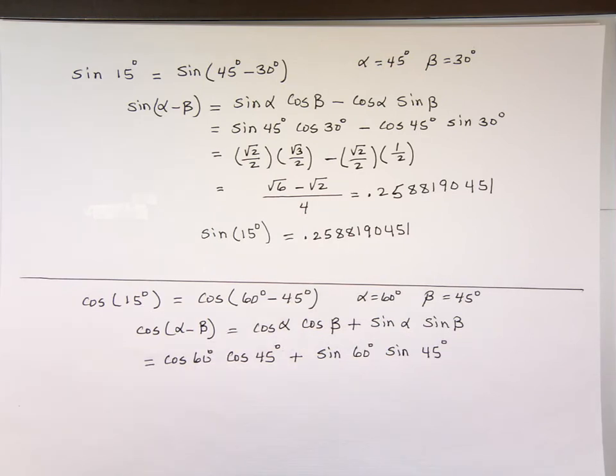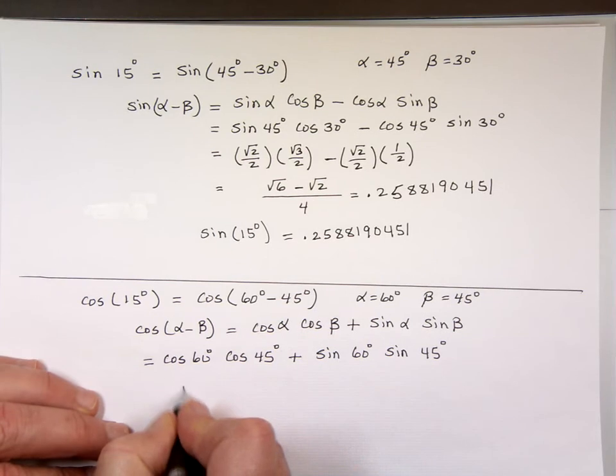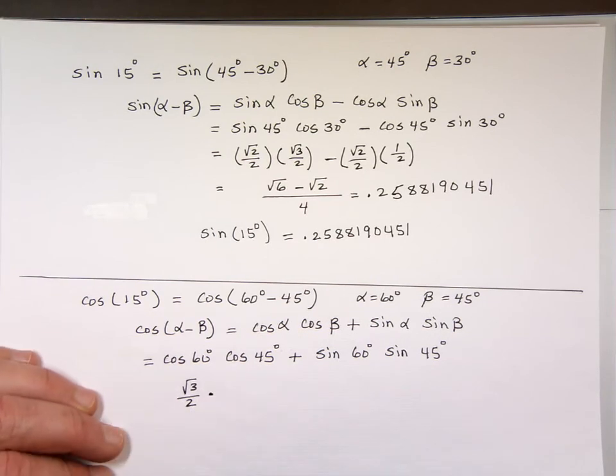Look at the unit circle. Cosine is the second number. Cosine of 60, the square root of 3 over 2. Cosine of 45. Oh, cosine. Nope. Cosine of 60 is 1/2. I'm looking at the sine.